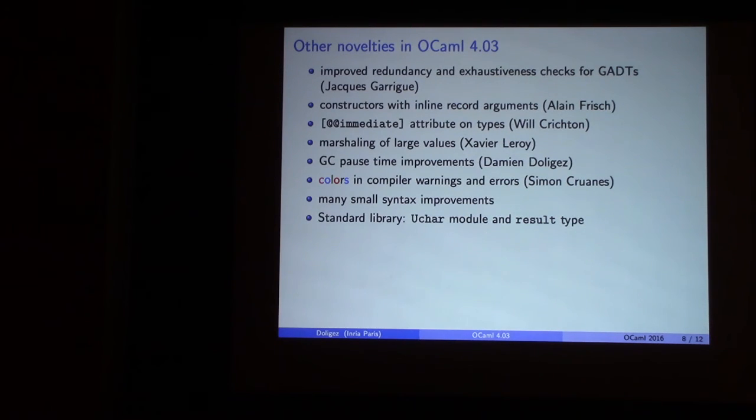We have colors in compiler warnings and errors. That's not very interesting from a theoretical point of view, but it's a big usability improvement, in fact, because those messages just stand out in the output.